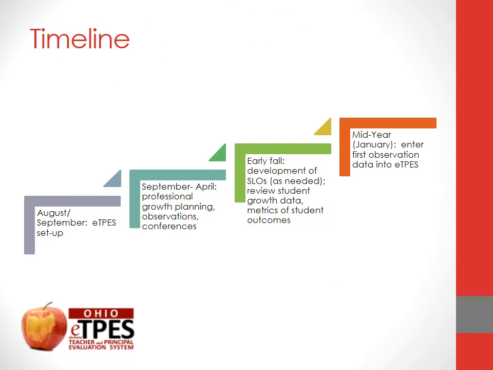A timeline is provided for your next steps. In August and September, you should set up ETPES. Then starting in September and throughout the year, you'll focus on professional growth planning, observations, and conferences. Early this fall, teachers and principals, if needed, will be developing SLOs and reviewing student growth data, and the school counselors will be working on metrics of student outcomes. Then, by the middle of the year, the first observation data needs to be entered into ETPES.